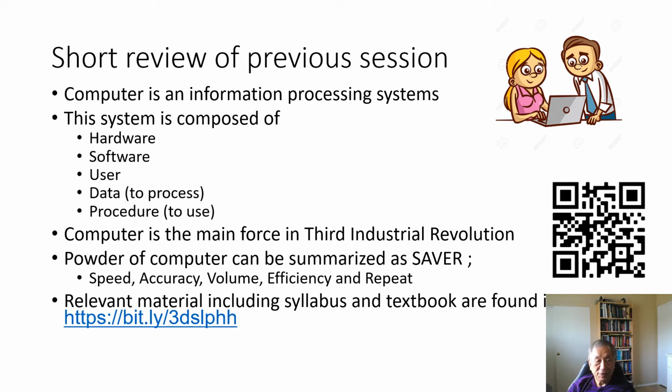of our lives. And we said, why are computers so popular, why is it dominating our life? That's because it has the power of a saver. So speed, accuracy, volume, that's attributed to hardware. Then the work the computer does is very efficient, and it does repetition over and over again without being tired or without complaining. So out of those 5 factors of advantages, the first 3 are due to hardware, then the other 2 are due to software.